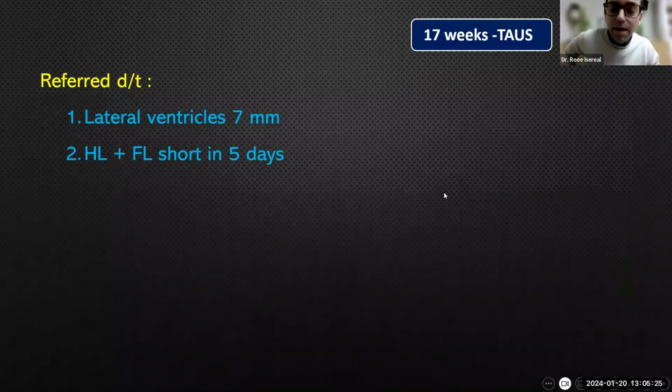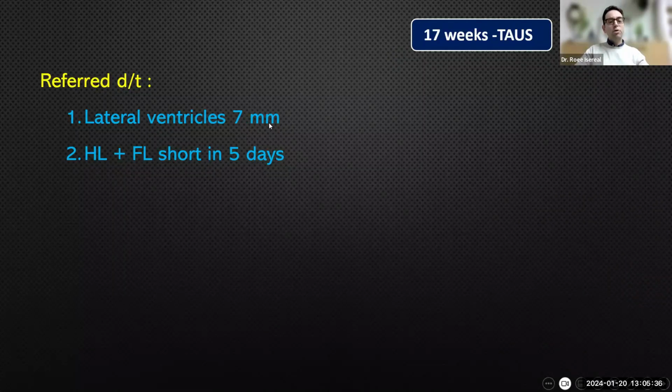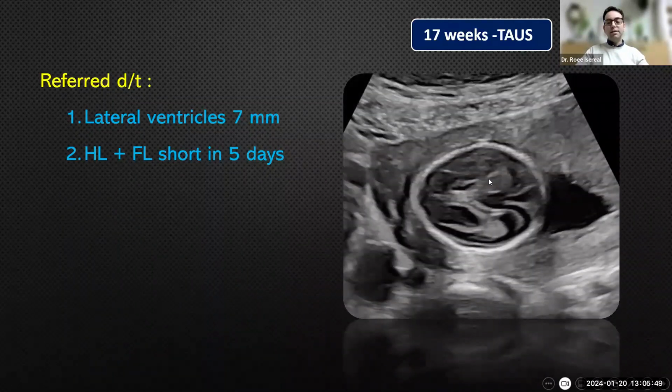And coming up to the end of my talk, I want to show you a very interesting case. This patient I saw at 17 weeks because she was referred because someone thought that the lateral ventricles are a little bit pronounced, around 7 millimeters, but still within normal range. And the humerus and the femur were a little bit shortish, but not too short. She came to me at 17 weeks, and the first thing I did was perform a quick transabdominal look. And only when you see this image, you understand that there is a significant problem in this brain.